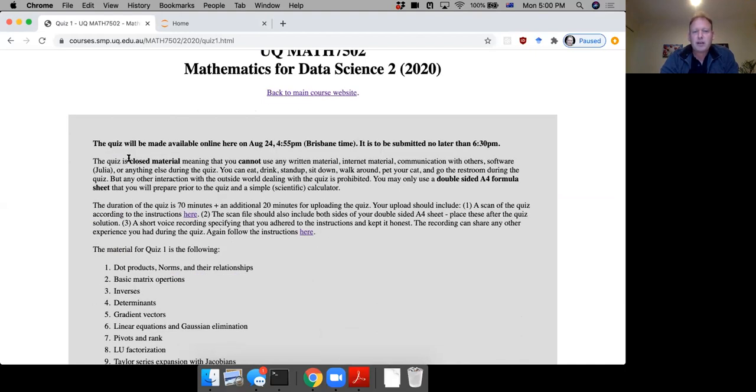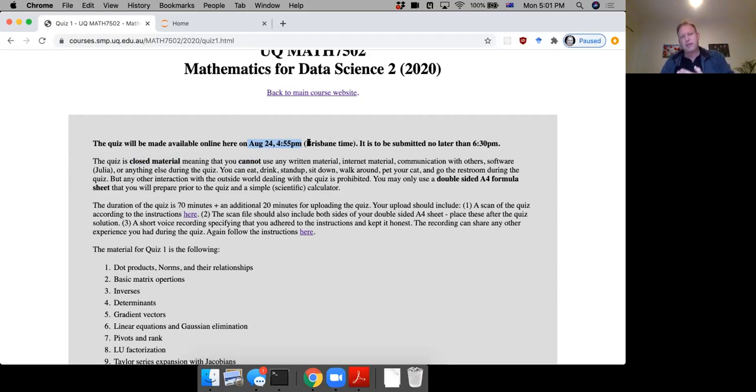Just key reminders: the quiz is closed material. That means you cannot and will not use any other material except for an A4 page. That's one A4 page, two sides. On that page, you'll prepare your formulas, everything you know. That preparation is kind of a learning process in its own right. So the quiz will be available for 168 hours minus 5 minutes. There's 168 hours in a week, I believe. And then you do the quiz.